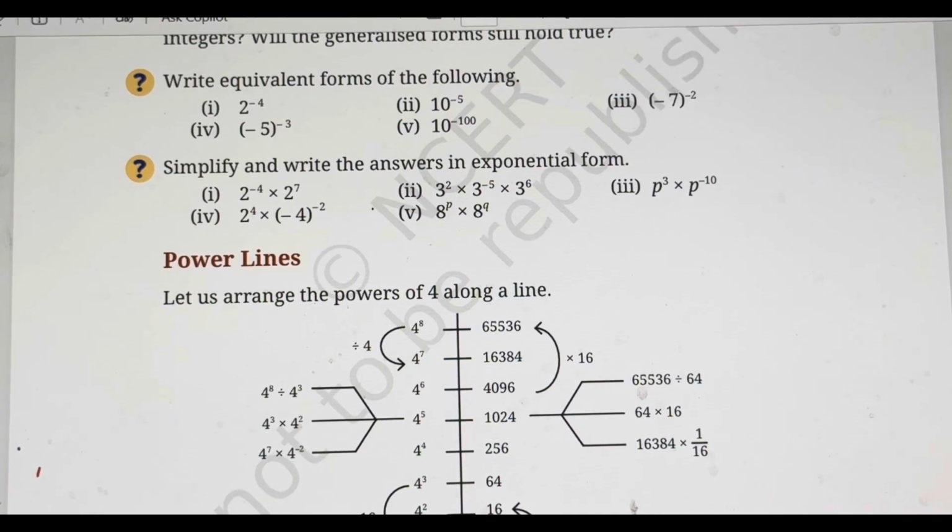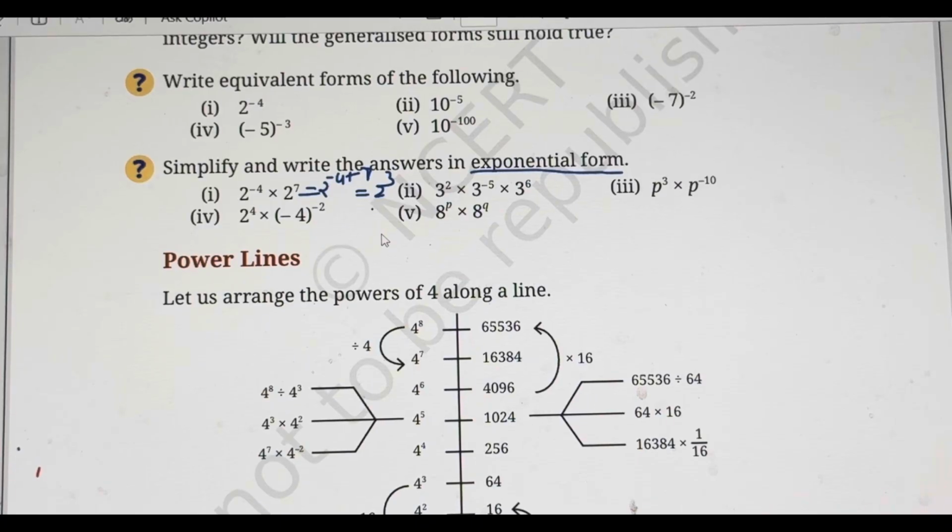Now next question is simplify and write the answers in exponential form. So here we need not solve it, we just need to apply the general laws which we have just understood. So first question is 2 raised to minus 4 into 2 raised to 7. So base is same, so powers will be added. So 2 raised to minus 4 plus 7. So 7 minus 4 is 2 cube. So answer is 2 cube.